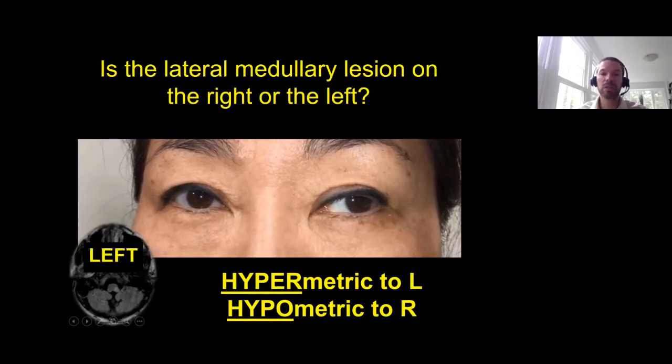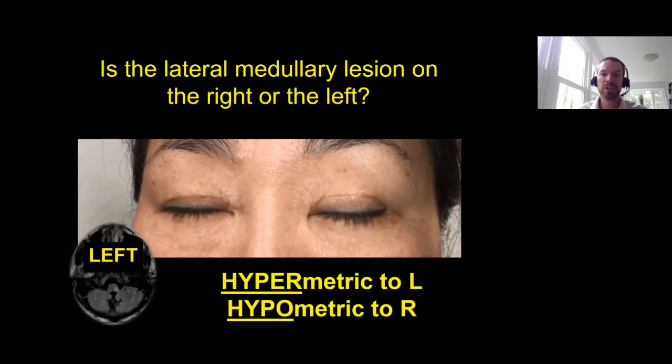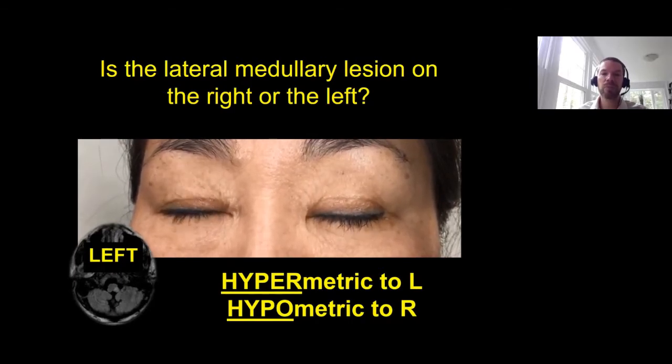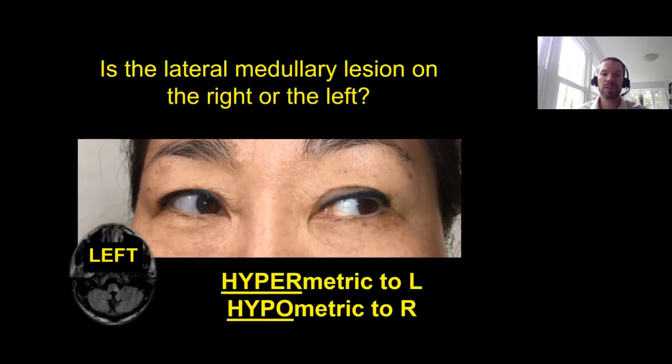The other thing you see here now is the ocular lateral repulsion. So behind closed lids, she's closing her eyes. The eyes drift to the left toward the side of the lesion, and they come back to the right.